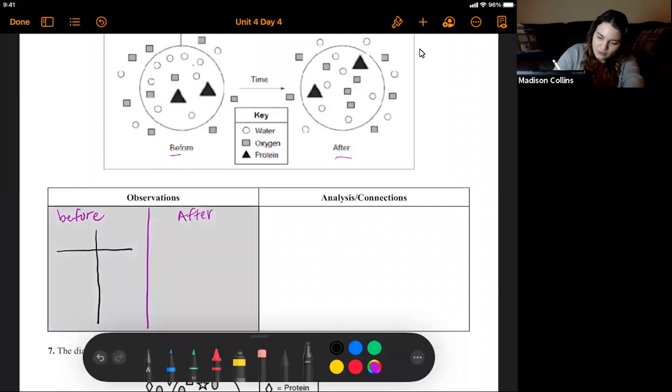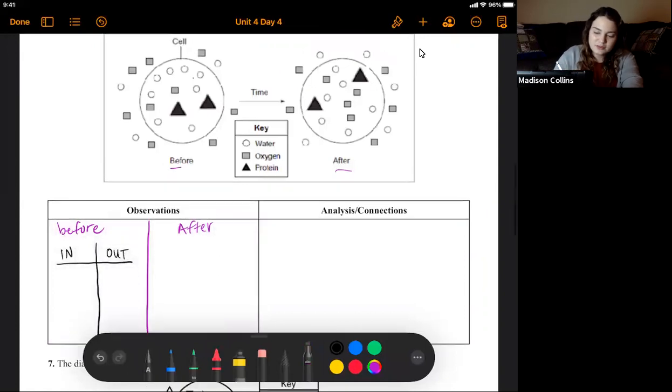And I want you to label one side of the chart in and one side of the chart out. This side is going to be where we label the molecules that are found inside the cell. And this side is where we're going to label the molecules that are found outside the cell. And we're going to do that for both our before and after pictures.